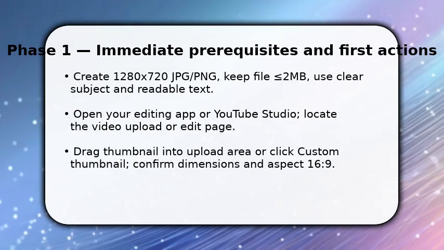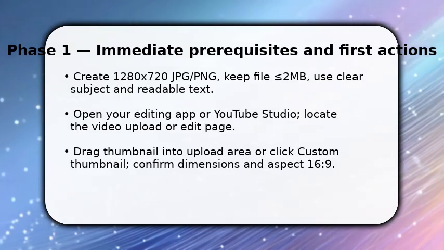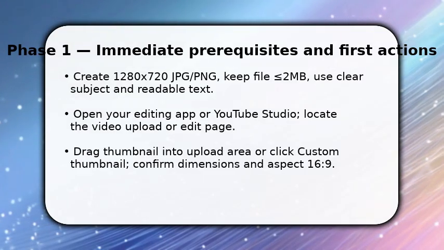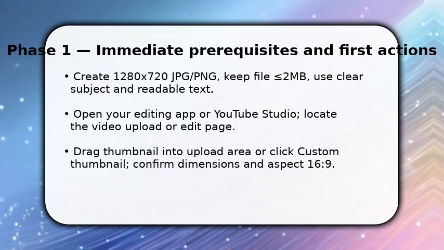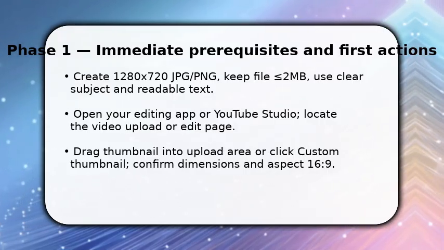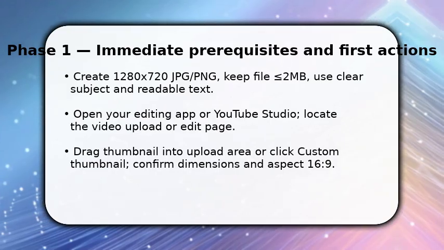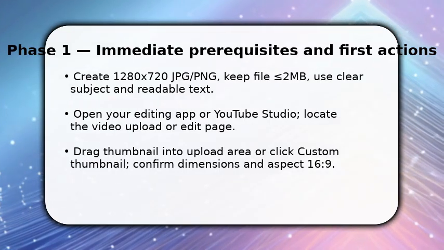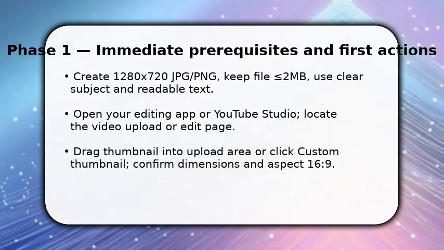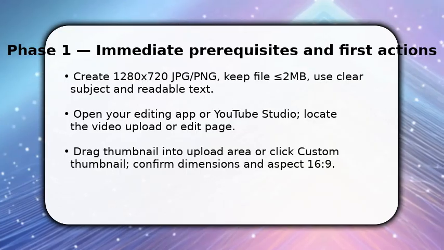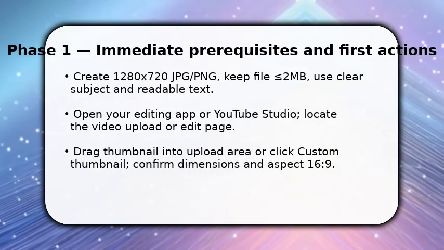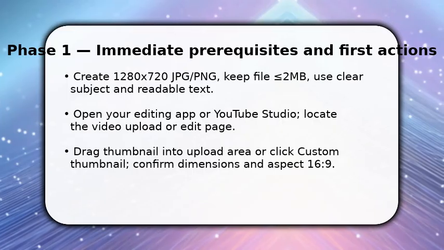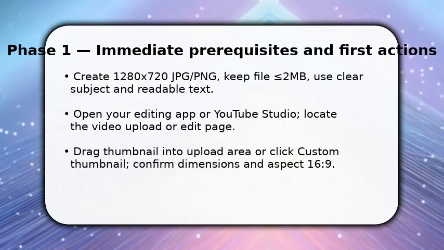Enjoy the video. You start by preparing a correctly sized image, 1280 by 720 pixels, under 2 MB with a clear focal point. Once done, open YouTube Studio and go to the video you want to edit. You click Edit Details, then scroll to the Thumbnail section, drag your file or choose Custom Thumbnail. Make sure the subject is visible at small sizes and the text contrasts. Save the draft but do not publish yet.